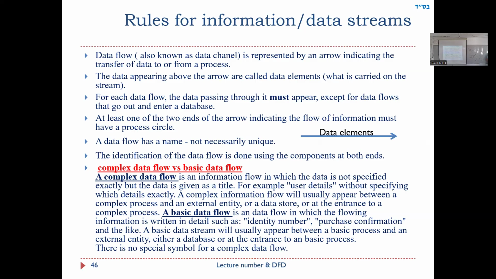The data flow doesn't have to be unique because it could appear multiple times. That same information is going around. The identification of the data flow is done using the component at both ends. In other words, I could talk about user information going from process 1.1 to 1.6, as opposed to user information going from 1.1 to 1.5. Even though it's the same name, I can still identify which one I'm talking about by referring to the endpoints.